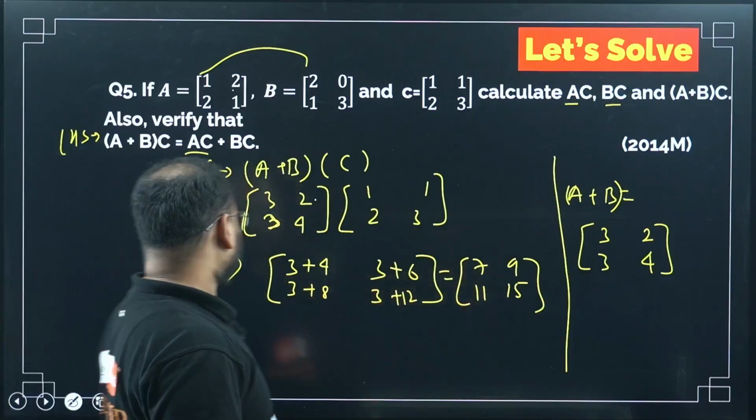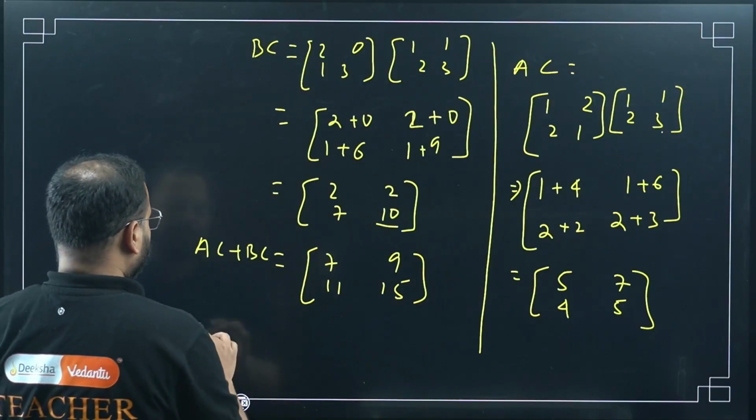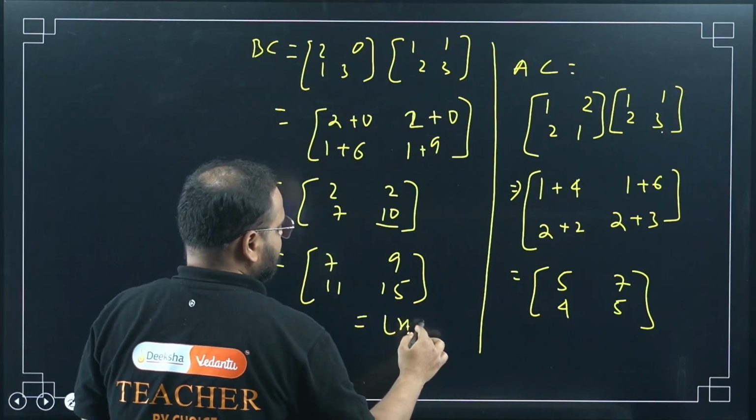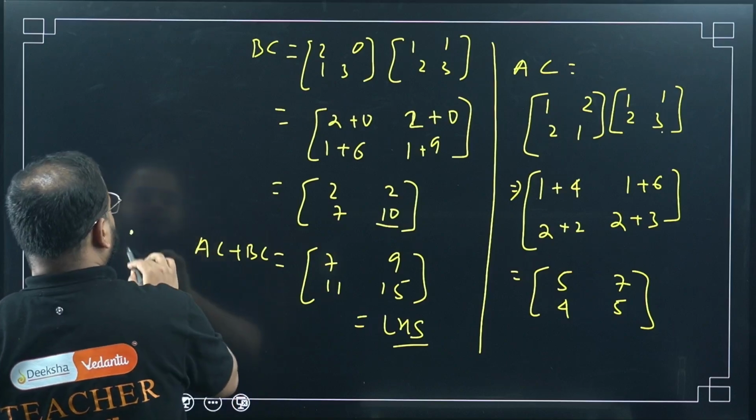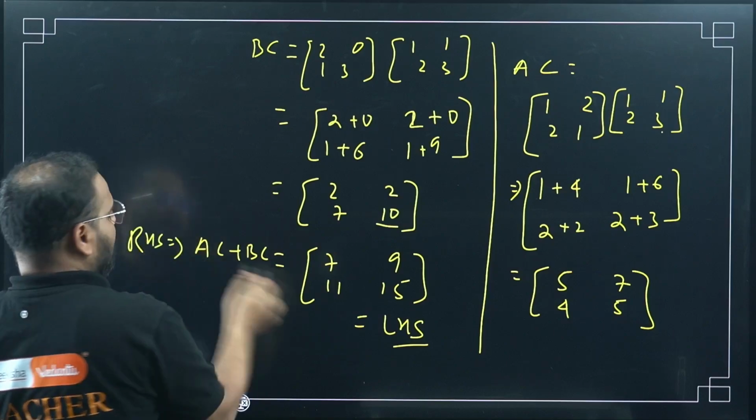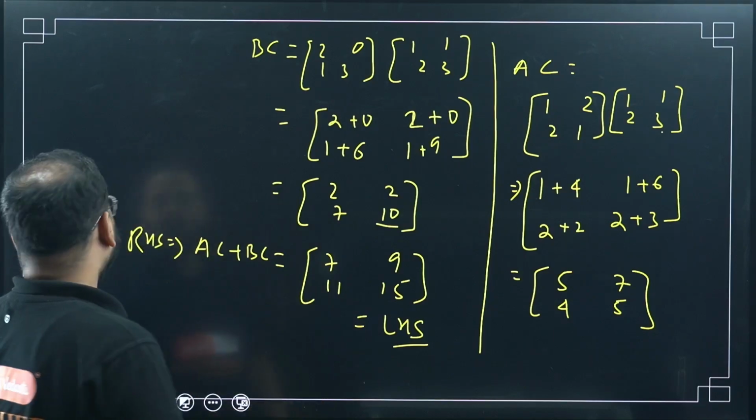So what have I proved? I have proved this is equal to what? LHS, right? This was RHS, no? This was my RHS. So RHS equal to LHS means I have proved the condition.